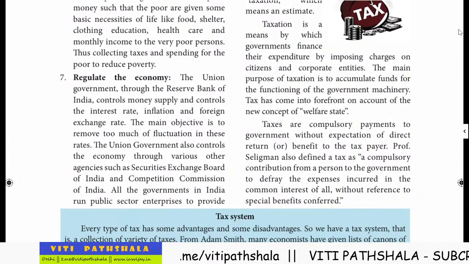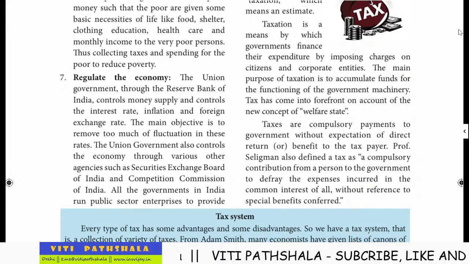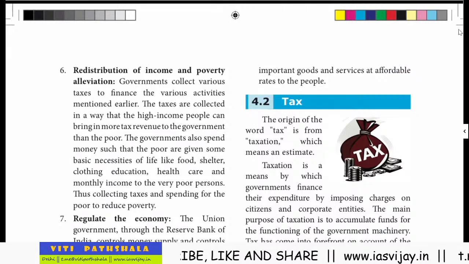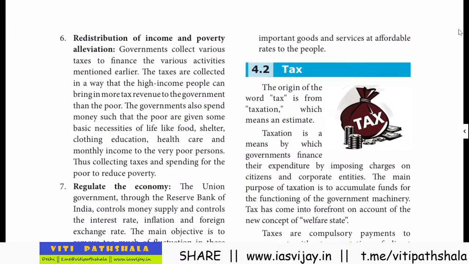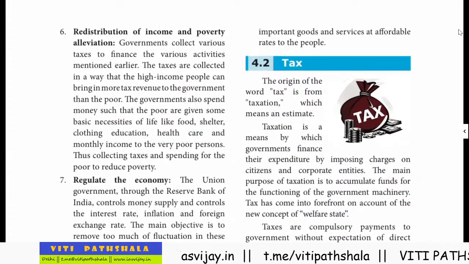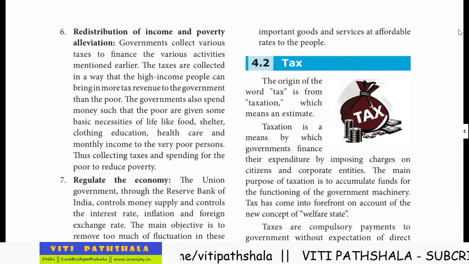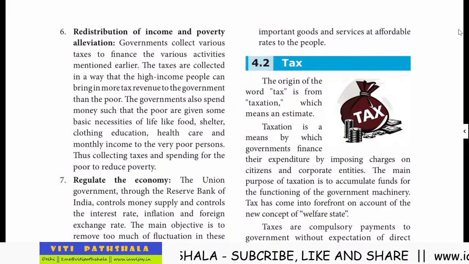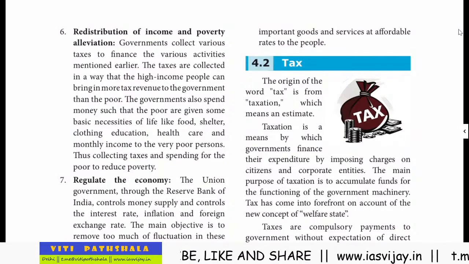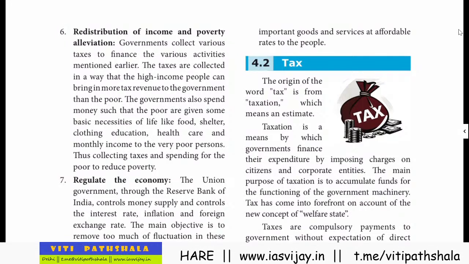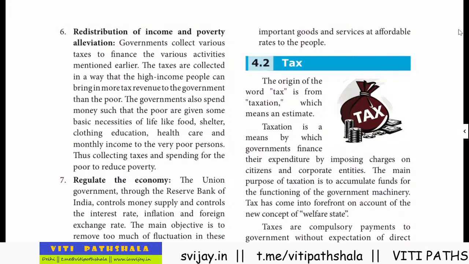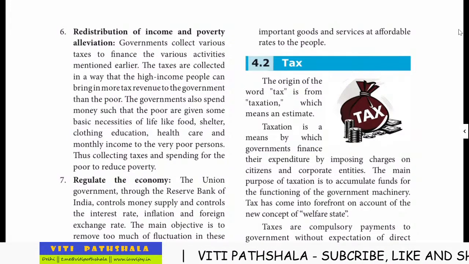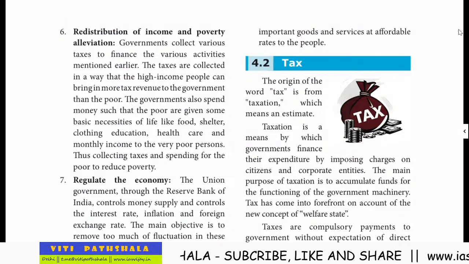All governments in India run public sector enterprises to provide important goods and services at affordable rates to the people. Now, there are so many subsidies that the government provides. For example, in Delhi, the government is providing subsidy on water and electricity. Or the central government is providing subsidy on the home cooking cylinder that you use. There are so many, and these subsidies are provided from the taxes we pay.